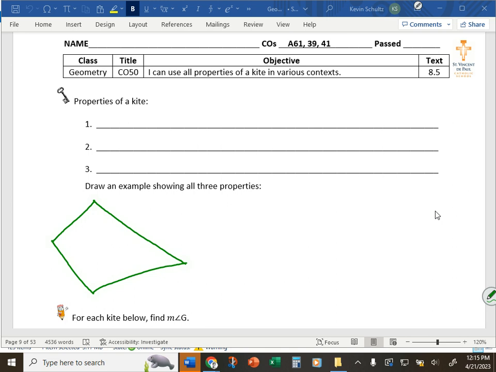So the properties of a kite. We're gonna draw a kite showing each of them. Number one, each pair of consecutive sides are congruent. Now, we've seen that word consecutive before with other parallelograms, where we talk about opposite this, opposite that. For a kite, it's consecutive sides. So this pair of sides are congruent, and this pair of sides are congruent.